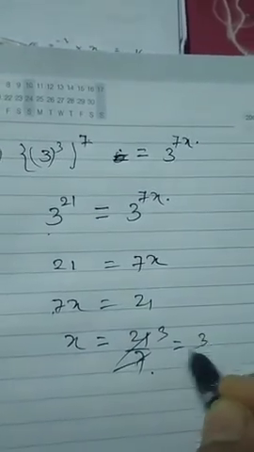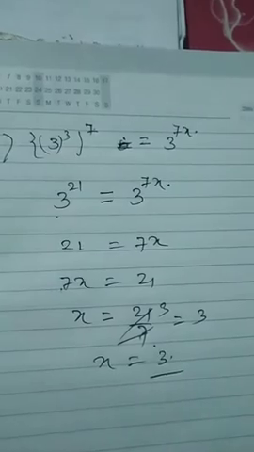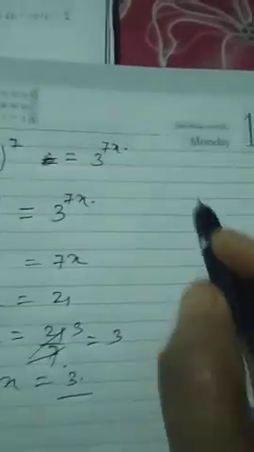7 3s are 21. So x value is equal to what? 3. Got it?